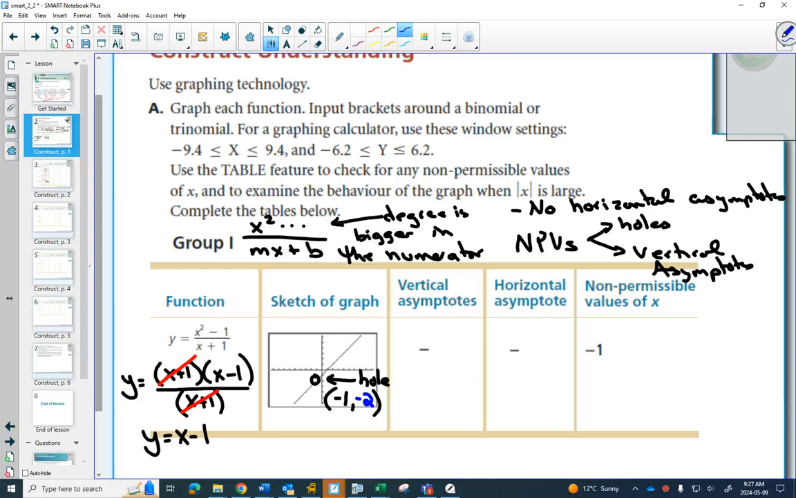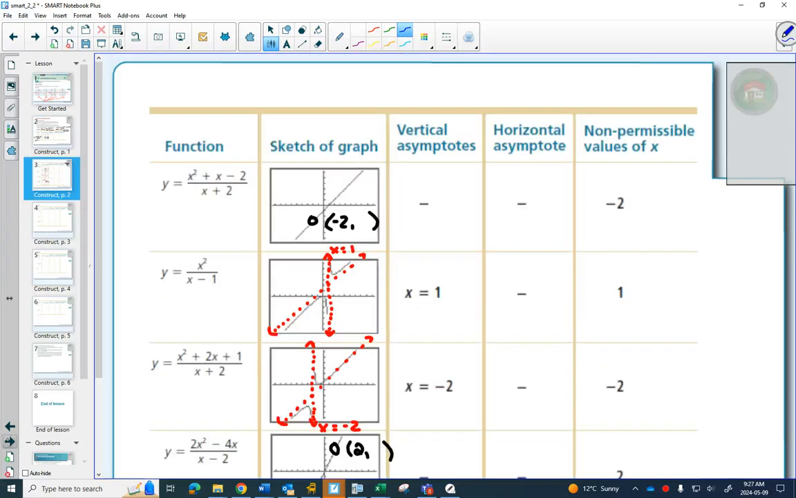You're going to have a hole if your non-permissible value cancels out, you get a hole. If your non-permissible value does not cancel out, it'll stay as a vertical asymptote. So if we look at the next group of questions, if I factor this first one, sure enough, I have the same factor on the top and the bottom, it cancels out.